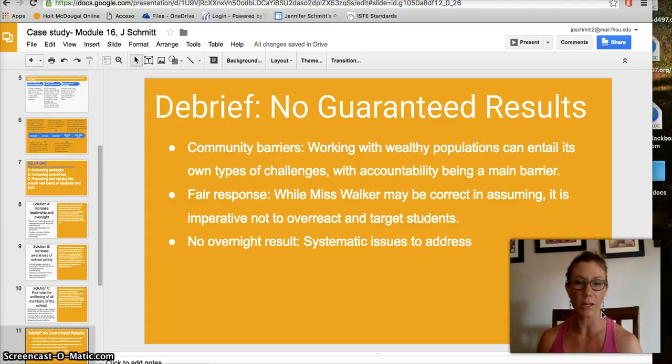Fair response. I think Ms. Walker may be correct in assuming who crafted the message. It's imperative not to overreact. So my initial thought was, well, Dr. Forbes could very well talk to that student, but he can't accuse until proof. He can't really do anything other than just gather evidence. So that would be difficult in times of such stress and wanting to protect your staff member. Proceeding with fairness, I thought would be a very difficult part of this response.